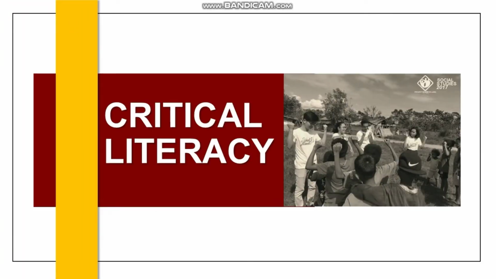Our main topic is critical literacy. But before going to our lesson proper, let us first enunciate the importance of literacy to education and to students. Literacy is so fundamental to learning that its importance cannot be overstated. It is said to be the foundation of education.